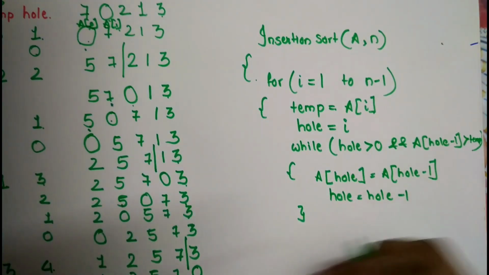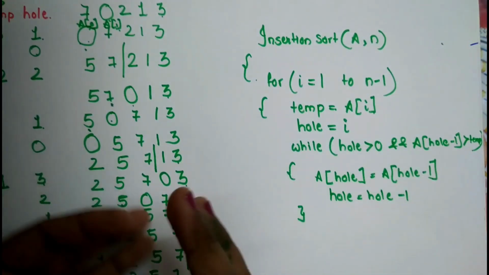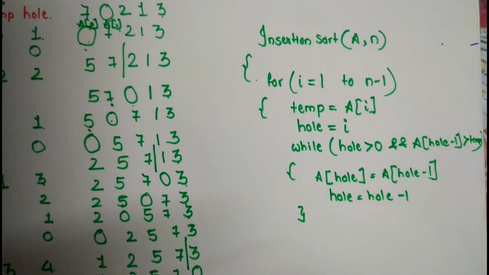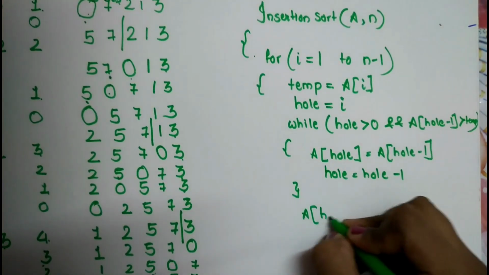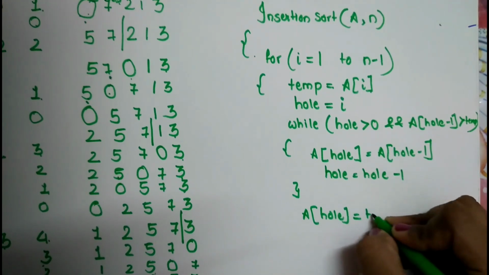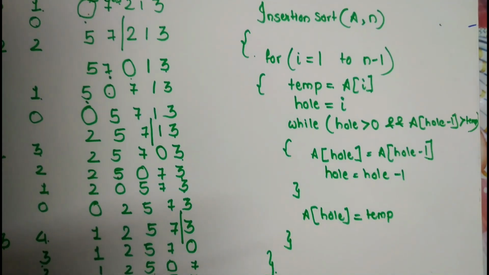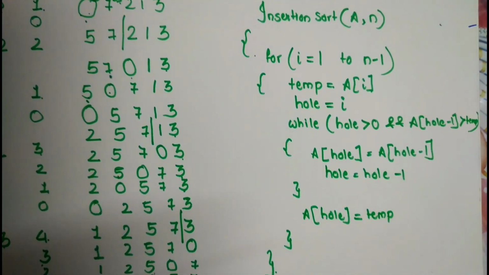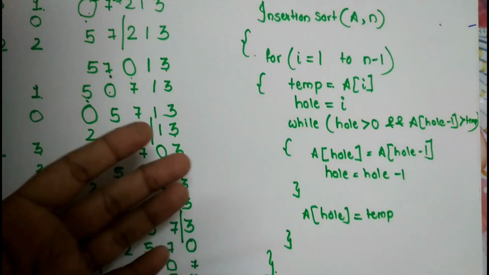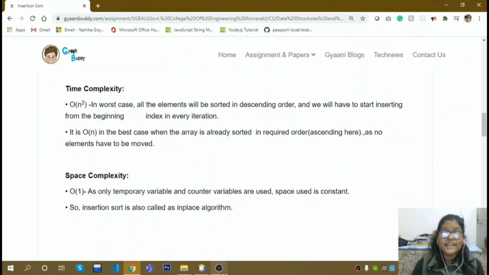After the loop is completed, like after I found that my elements have been shifted and I found the particular position where I need to bring my temporary back, I'll place its value inside the hole, that is a of hole is equal to temporary. So temporary is brought back. Now that is the dry run code. You can implement it in any language you like, either C, C++, or Java, and it's a pretty simple code. I hope that gave you a proper explanation of what insertion sort actually is and how it works.